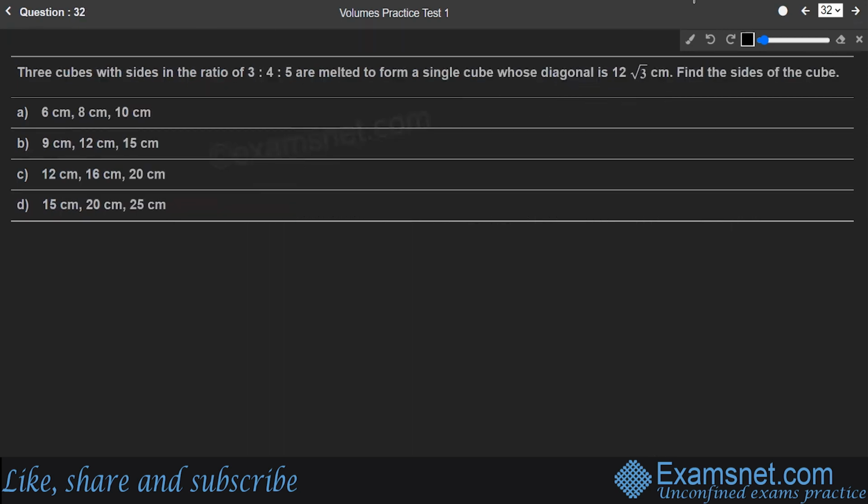Then he says, three cubes with sides in the ratio 3 is to 4 is to 5 are melted to form a single cube whose diagonal is 12 root 3 centimeters. So let's say the sides are 3 is to 4 is to 5. Let's assume the sides to be 3x, 4x, and 5x. These are the sides of three different cubes, and their volume is collectively melted. So first of all, we need to calculate the total of that volume.